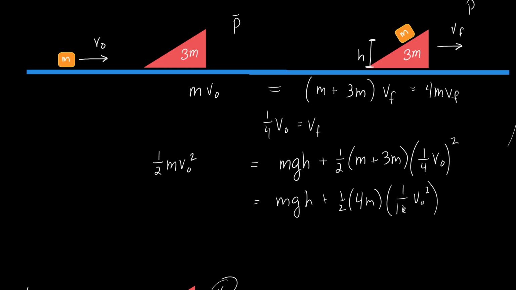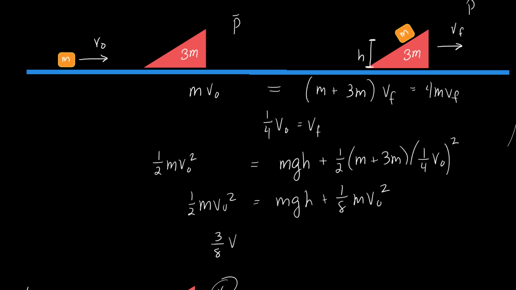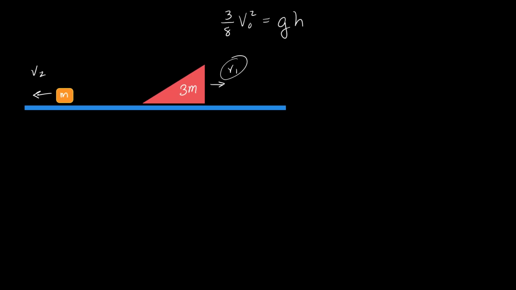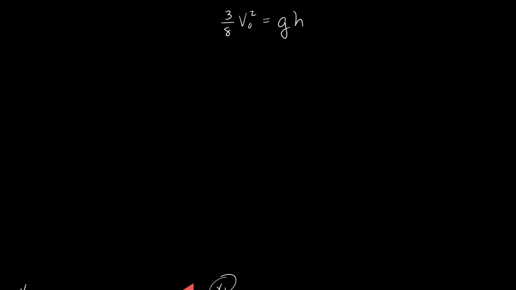A 4 cancels with the 16, and then 1/2 times 1/4 is 1/8. So this is still 1/2 mv naught squared, but all of this ends up being just 1/8 mv naught squared. Subtract it from both sides, cancel out the m's, and I'll get 3/8 v naught squared equals gh. Again, this is just the algebra, but we're just solving that for h.